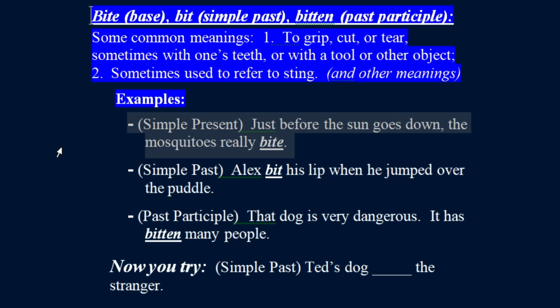Examples. Simple present. Just before the sun goes down, the mosquitoes really bite. Simple past. Alex bit his lip when he jumped over the puddle. Past participle. That dog is very dangerous. It has bitten many people.